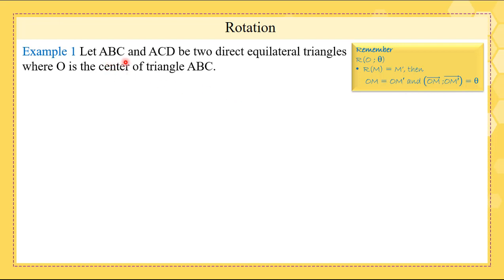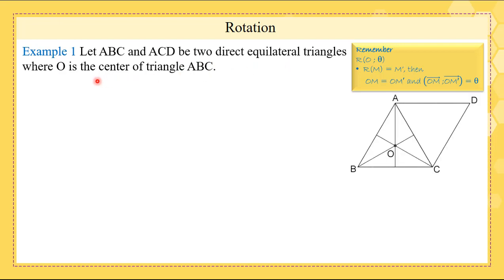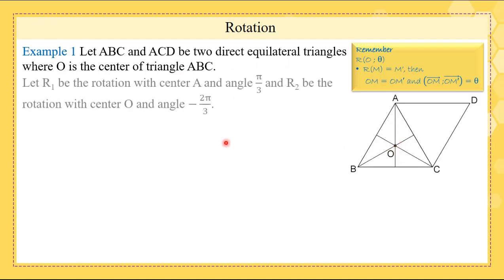Example 1. Let ABC and ACD be two direct equilateral triangles where O is the center of triangle ABC, as you see in this figure. Let R1 be the rotation with center A and angle pi over 3, and R2 be the rotation with center O and angle minus 2 pi over 3.